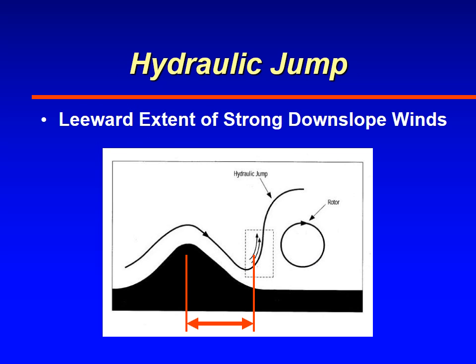So usually the hydraulic jump occurs very close to the mountains, not very far downwind, and it's on the lee of the mountains, in other words on the downwind side, and it usually indicates the farthest extent of the strong downsloping winds. In other words, the strong downsloping wind speeds will stop where you see the hydraulic jump. Beyond that, farther downwind of the mountains, the winds will be rather light. But from the mountain crest down to the hydraulic jump, that's where you'll find the strong downsloping winds.